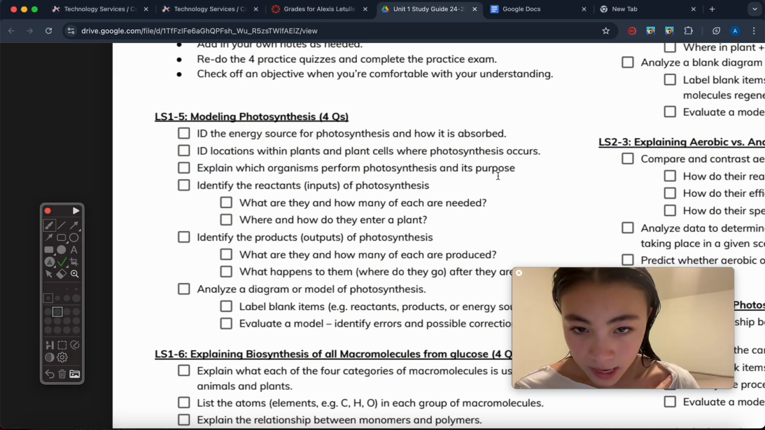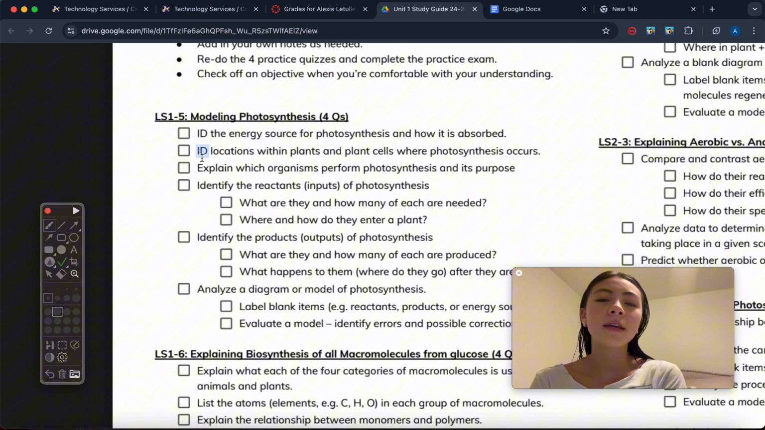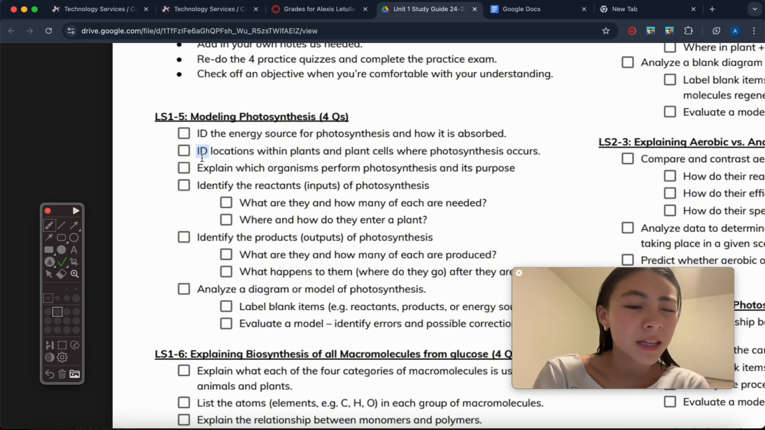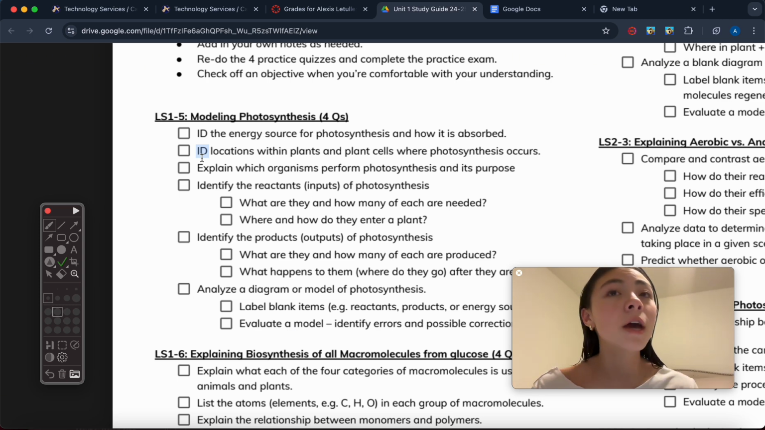Okay. Explain which organisms perform photosynthesis and its purpose. I think by that it's asking about organisms as in plants. Plants perform photosynthesis since that's how they have to make their own food. They're producers, they make their own food because they don't have mouths. They can't eat. So they have to rely on photosynthesis to fuel themselves. That's why they do photosynthesis. Literally it's just how they eat, essentially.